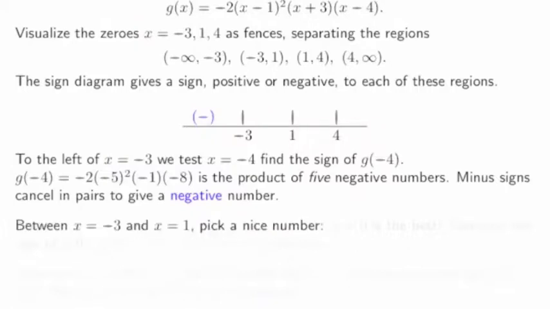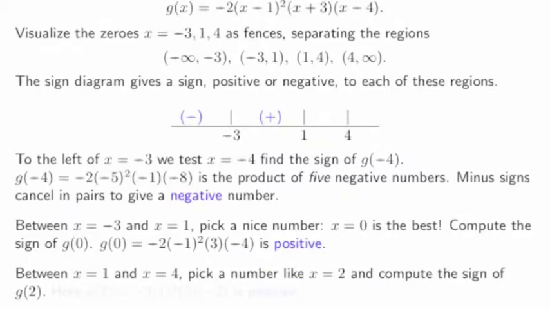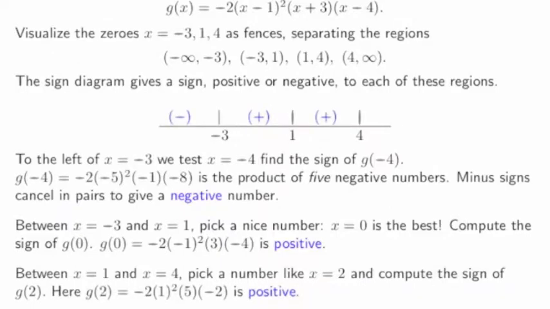Now pick something between minus 3 and 1. Oh, 0 is a nice number to plug in. Plug in 0, see what you get. You get something positive. So place a plus sign between minus 3 and 1. Test something between 1 and 4. Get positive again. Test something to the right of 4, say x equals 5. Check out g of 5, and you'll notice it's negative, and so we put in a minus sign there.